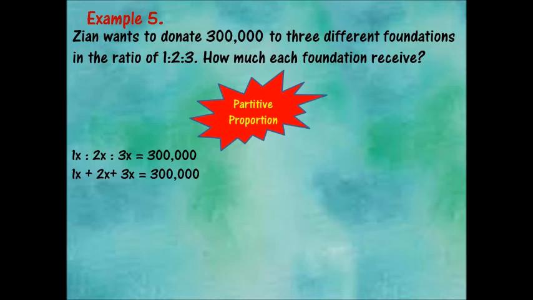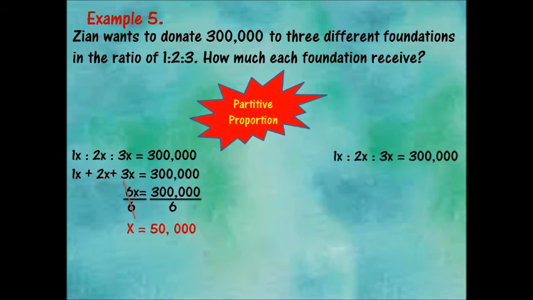Isolve na rin natin, dire-diretso na. So 1x plus 2x plus 3x, that is equal to 6x is equal to 300,000. So, ang mangyayari, divide natin both sides para matira si x doon sa ating left side by 6. Mawawala na si 6 doon. Therefore, x is equal to 50,000 pesos. So, ito, yung value ng x na imumultiply natin dito sa mga variables na kasama ng ating ratio para makuha natin yung amount na marireceive ng bawat foundation.